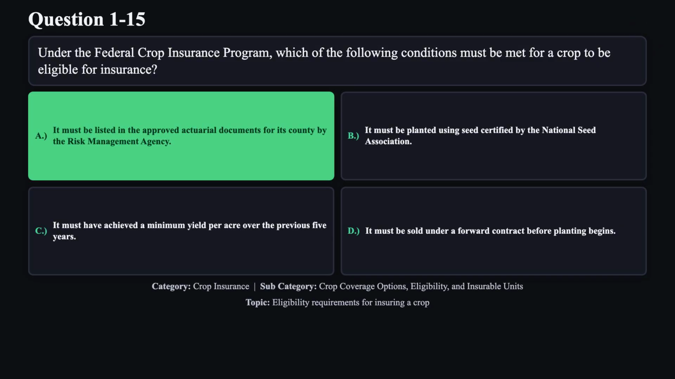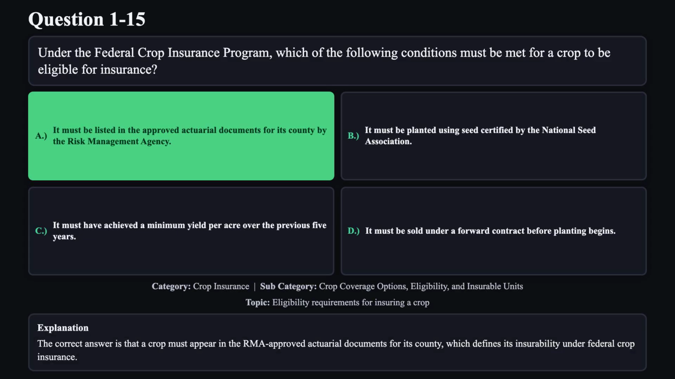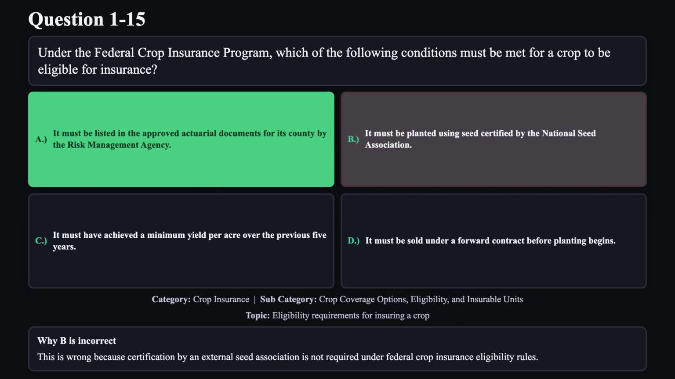The correct answer is A. The correct answer is that a crop must appear in the RMA-approved actuarial documents for its county, which defines its insurability under federal crop insurance. Reason B is not correct. This is wrong because certification by an external seed association is not required under federal crop insurance eligibility rules.